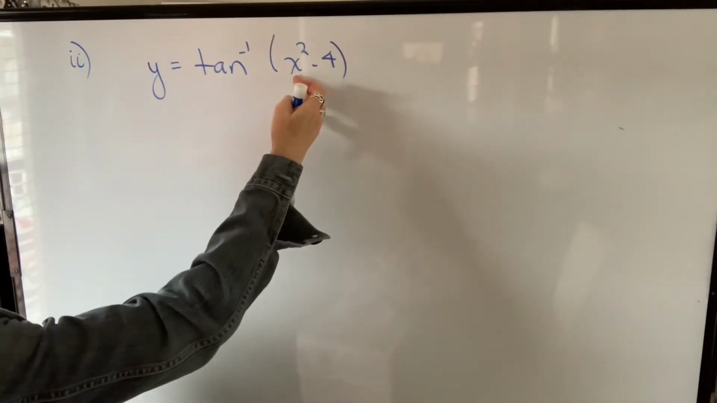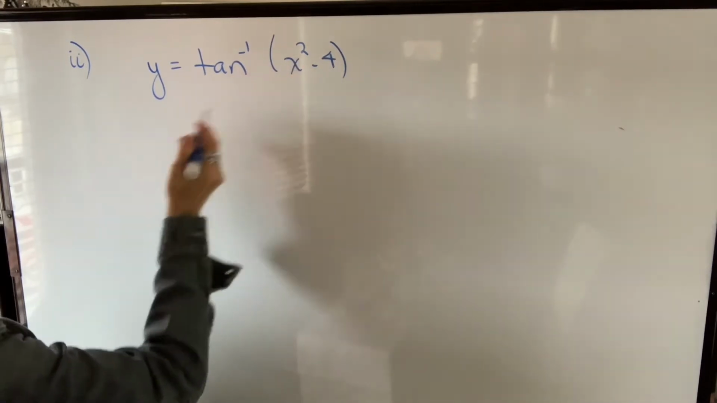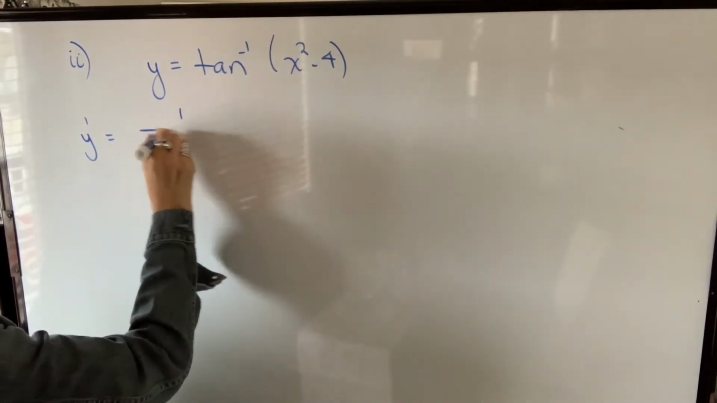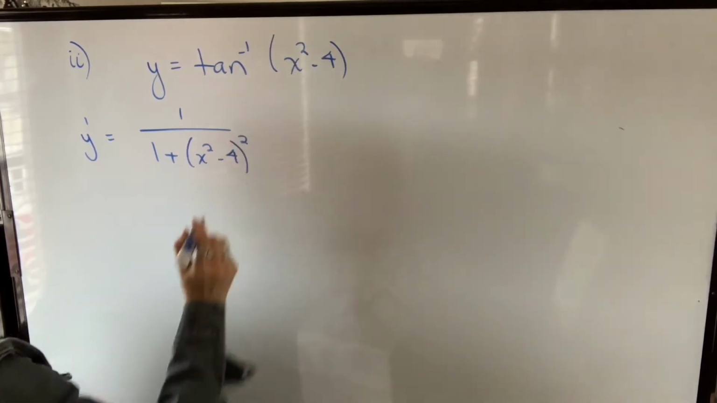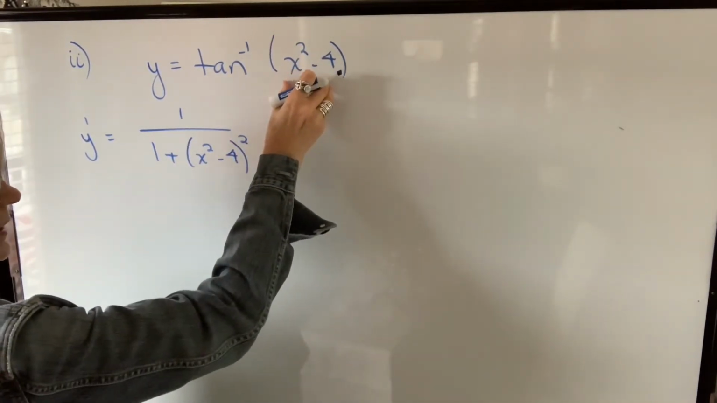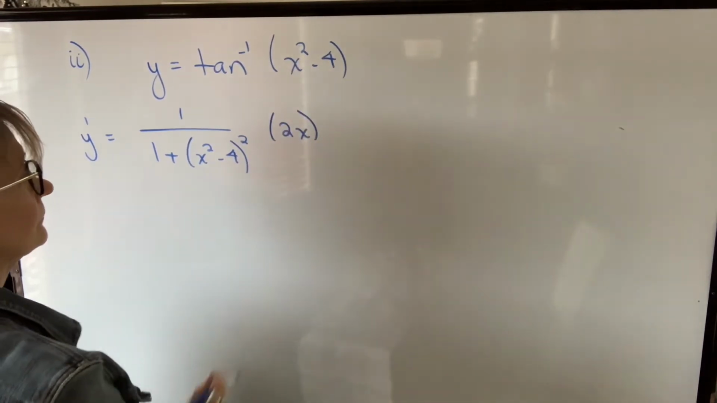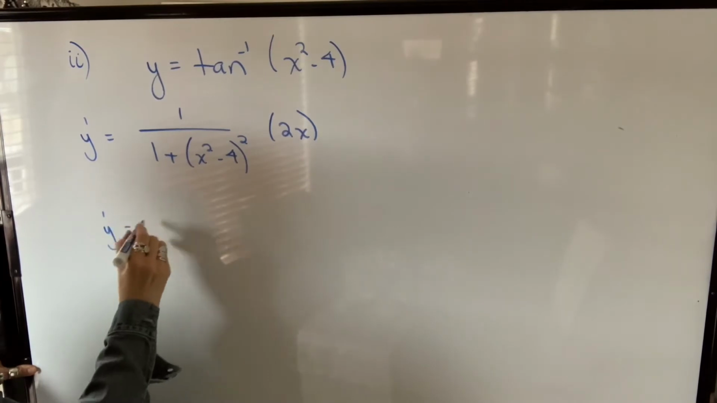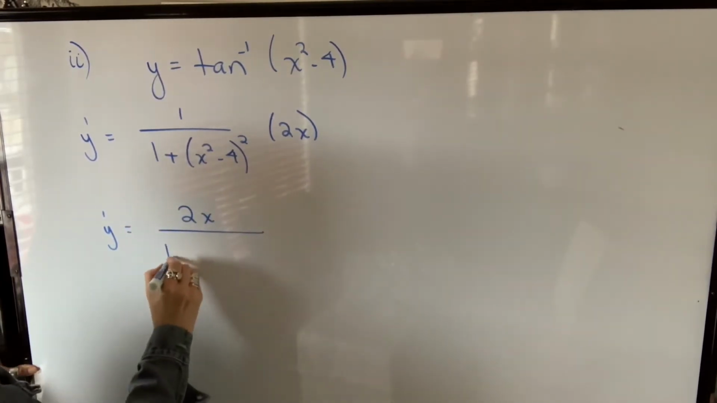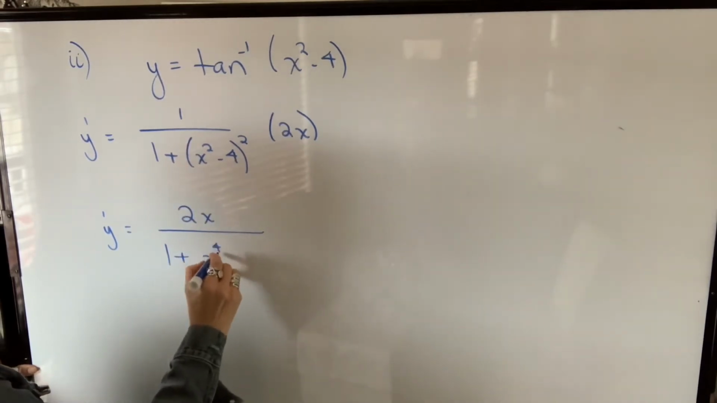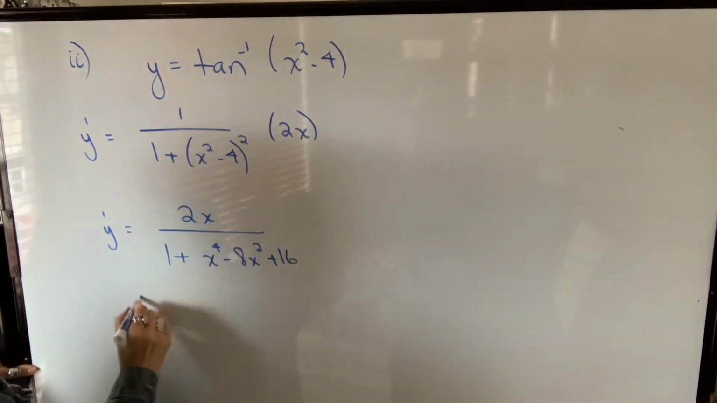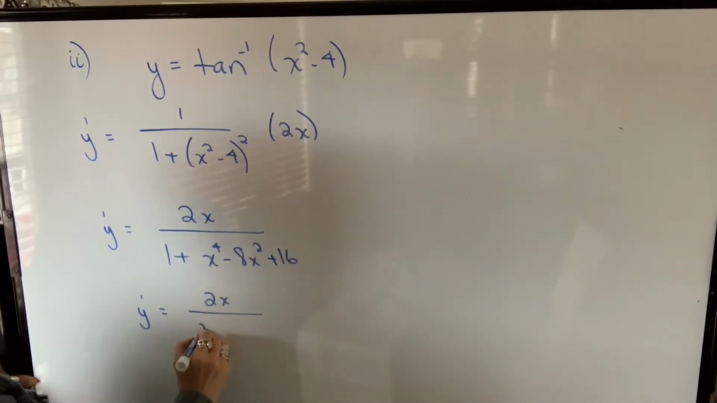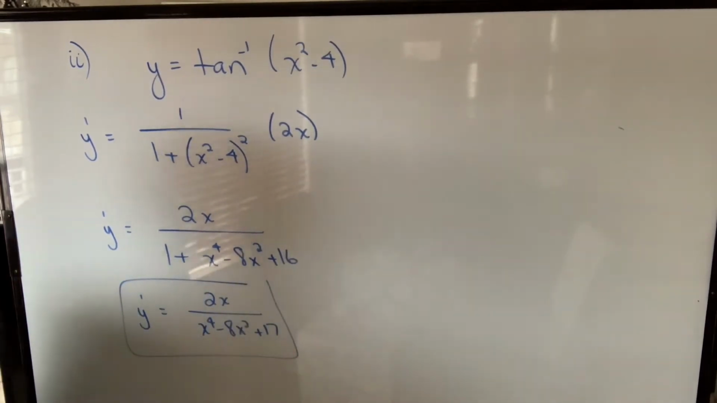In our next example, our u is x squared minus 4, but it's an inverse tan function. So when we differentiate, it's going to be 1 over 1 plus the u squared, so x squared minus 4 squared. Then we multiply by the derivative of x squared minus 4, and that would be 2x. Then we just simplify it a little bit. We're going to FOIL this, so that's going to be x to the 4th minus 8x squared plus 16, plus 1, so x to the 4th minus 8x squared plus 17. And we're done.